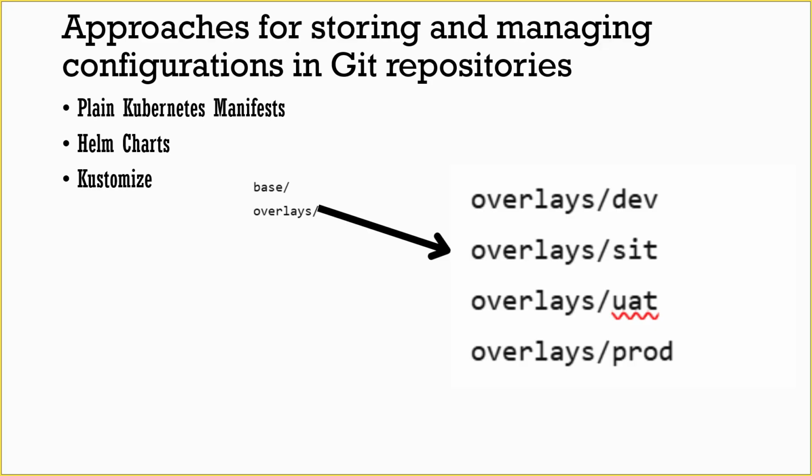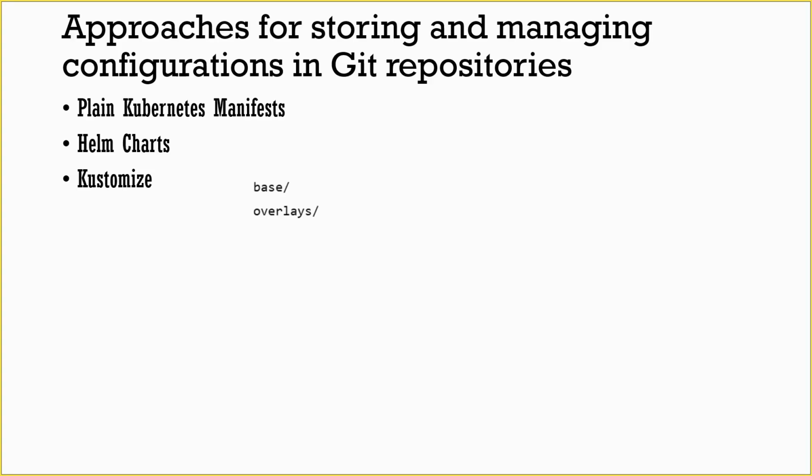Each overlay can override specific configurations such as replica count, image tags, resource limits, environment variables, ingress settings, etc. This allows us to maintain a single common base configuration while customizing only the environment-specific settings. Kustomize is very popular in enterprise environment because it helps reduce duplications and keeps configurations easier to maintain. Well, all three approaches, plain Kubernetes manifest, Helm charts, and Kustomize, are fully supported by ArgoCD and are widely used across enterprise Kubernetes platforms. So that's all for today's session.